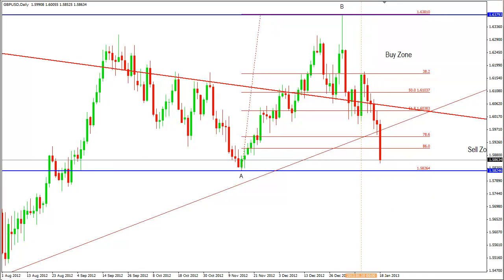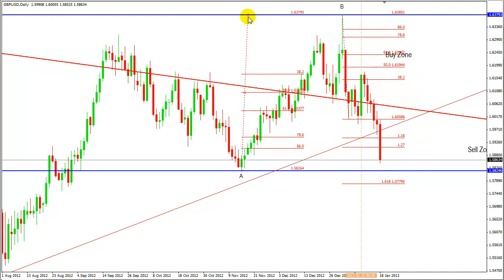So if we just put in our AB subswing, so from the top to the first, two to the left, two to the right. Let's pull this back a little bit so that we don't confuse. So you've got this A to B subswing, two to the left, two to the right, look, okay. The extension is at 1.57790, retrace to 38.2.